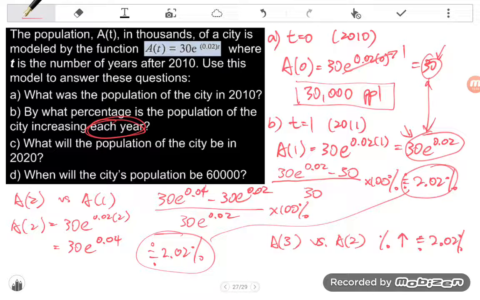So we got the answer for part B already. Let's look at part C. What will the population be in 2020? In 2020, that's how many years after 2010? That's 10 years after 2010, so t is equal to 10. If they want to find the population, I'll have to put the 10 in there. That becomes 30 times e to the power of 0.02 times 10. Again, you put that in your calculator, and you will get around 36.6 thousand people.